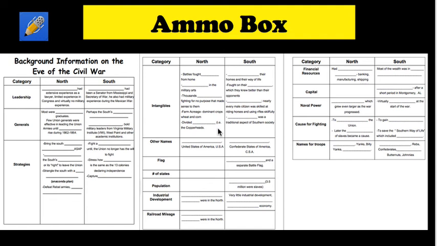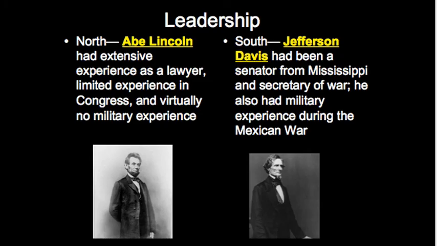You should have just finished working on the beginning of this chart with me in class. We took a look at leadership, generals, strategy, and intangibles. It's now your job to listen to this video and see if you can fill in the rest of the details on the North versus the South going into the Civil War. I'm just going to click on where we've been real quickly and leave it up there.